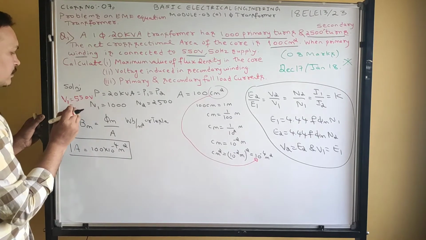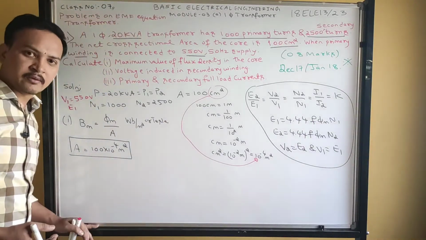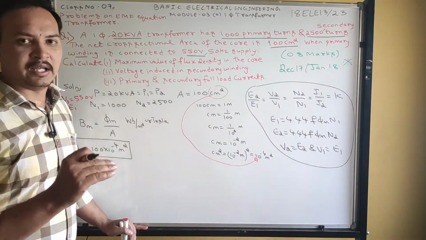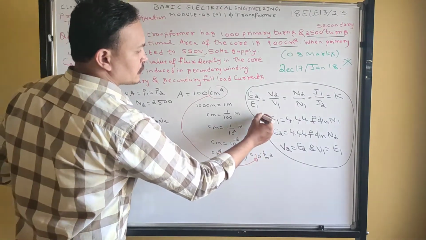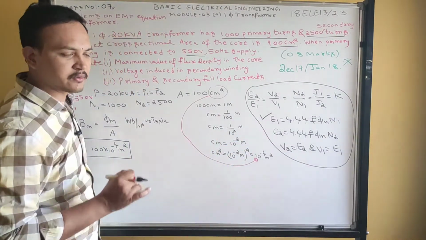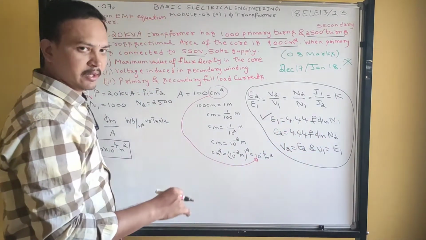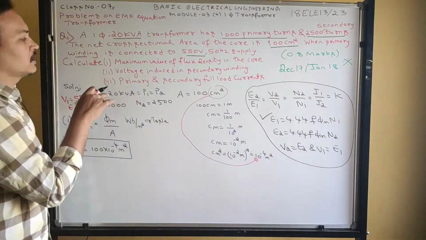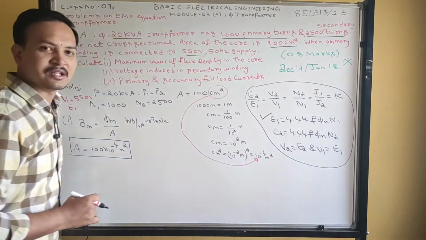V1 and E1 are both the same. For all problems on the EMF equation of a transformer, you have to consider V1 itself as E1 and V2 itself as E2. Got it? Fine. Now I am going to use this formula to calculate maximum flux. I cannot use E2 = 4.44 F phi m N2, because the secondary turns are given but the secondary induced voltage is not given. That is also asked in the question: what is the voltage induced in the secondary winding? So you cannot take this equation.